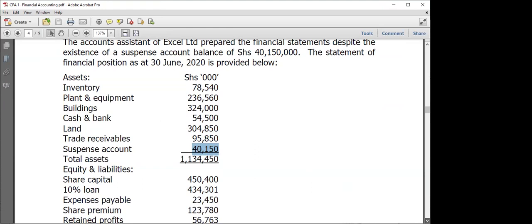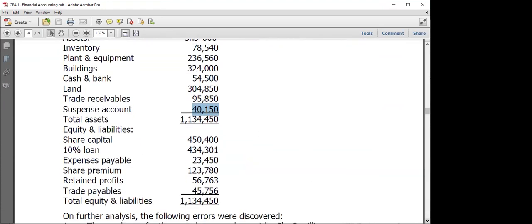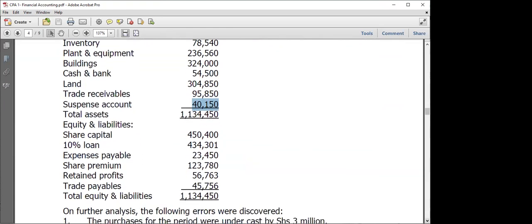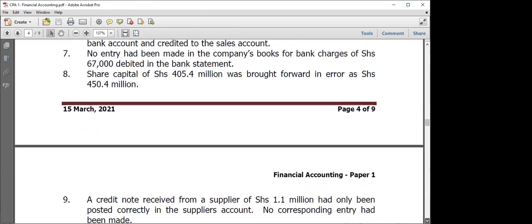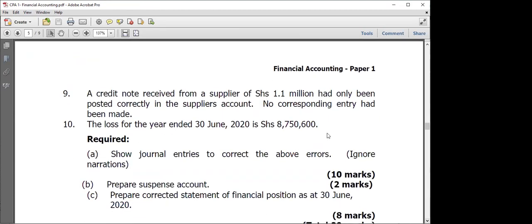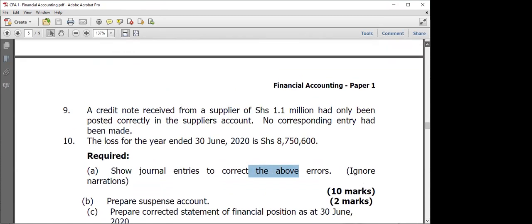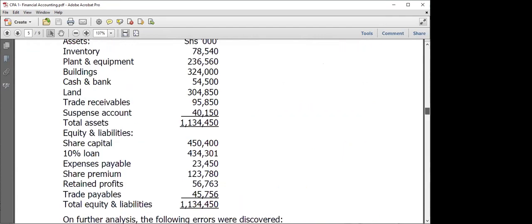Now, they have also given us different liabilities and so on. And then on further analysis, they have also given us different errors, and they want us to show journal entries for the above.